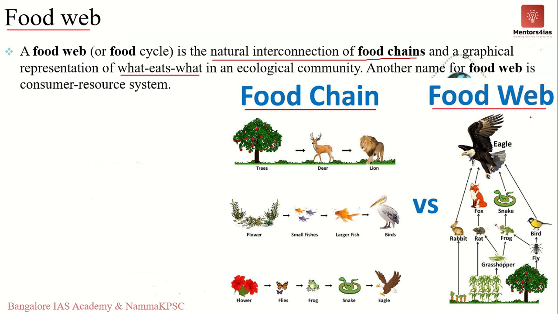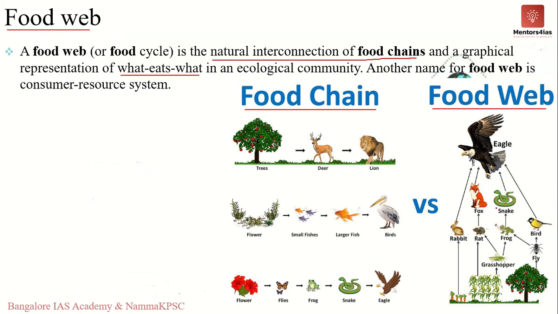So whenever you consider a food web, you should always be able to see that the organisms at a higher level always have different options. Say for example, if you look at the food web over here, the rabbit may only feed on carrots, the rat or the grasshopper may only feed on corn, the fox may only feed on the rat, the snake may only feed on the frog. But the eagle has options. The eagle may feed on a rabbit, a fox, a snake, or a bird.